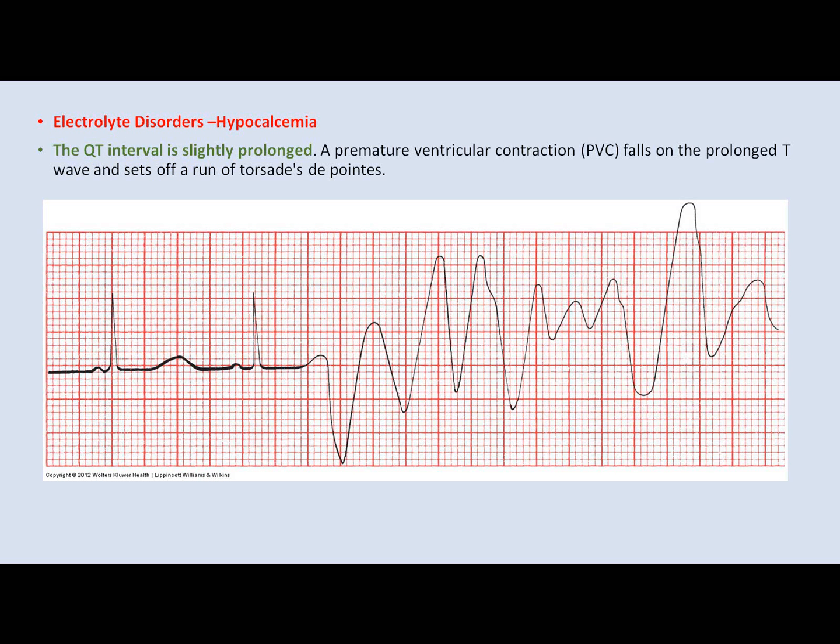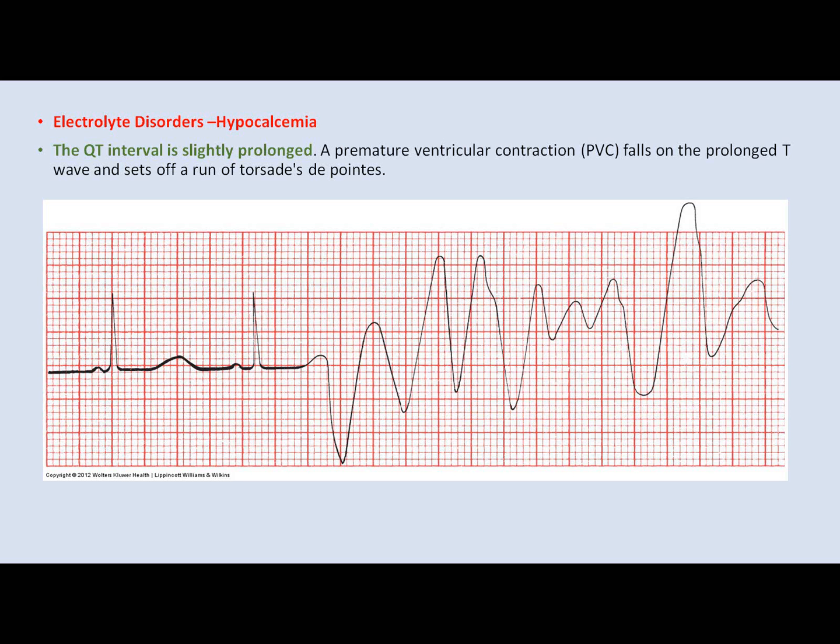Hypocalcemia, one of the things, hypocalcemia is increased QT length. Remember the QT interval, right here. See how long it is? QT. Q starts here, T ends here. This is really long. And that can go into what? What is this?